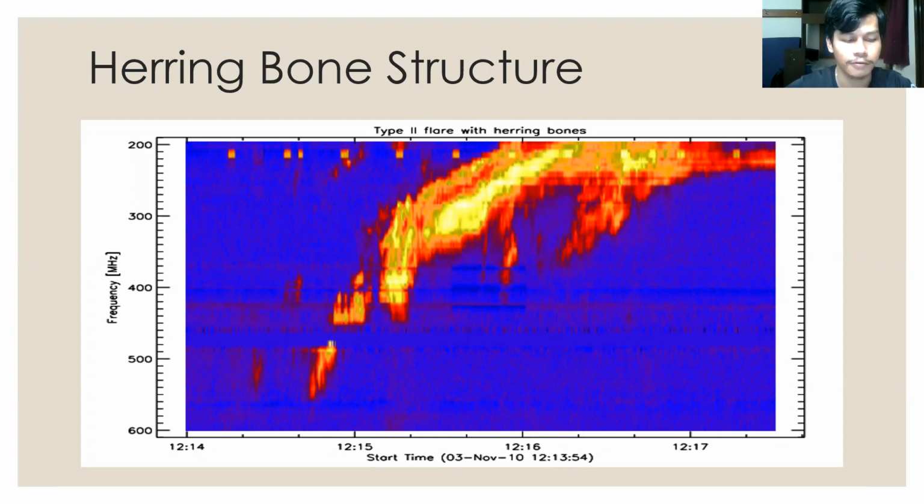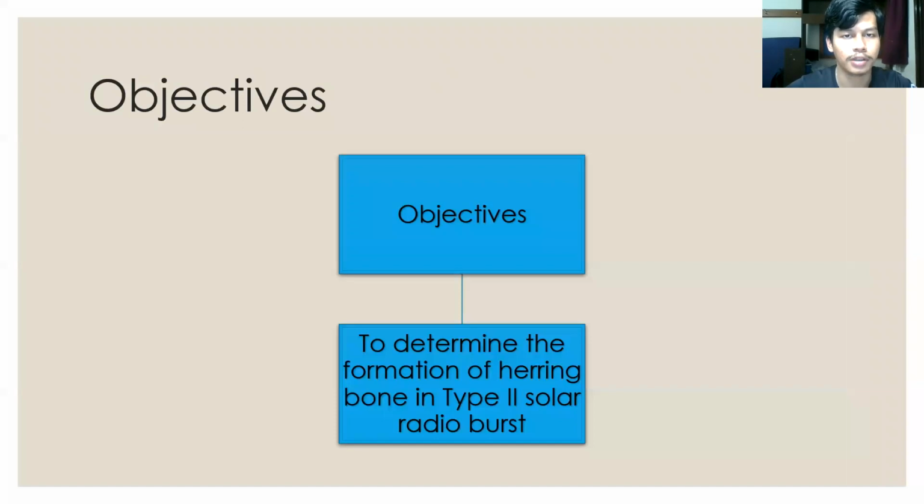Type 2 bursts have a structure called herringbone, which is a rare occurrence, as we can see here in this picture. This structure is called herringbone because it resembles the skeleton of a herring fish. The objective of this project is to study the formation of herringbone type 2 solar radio bursts.